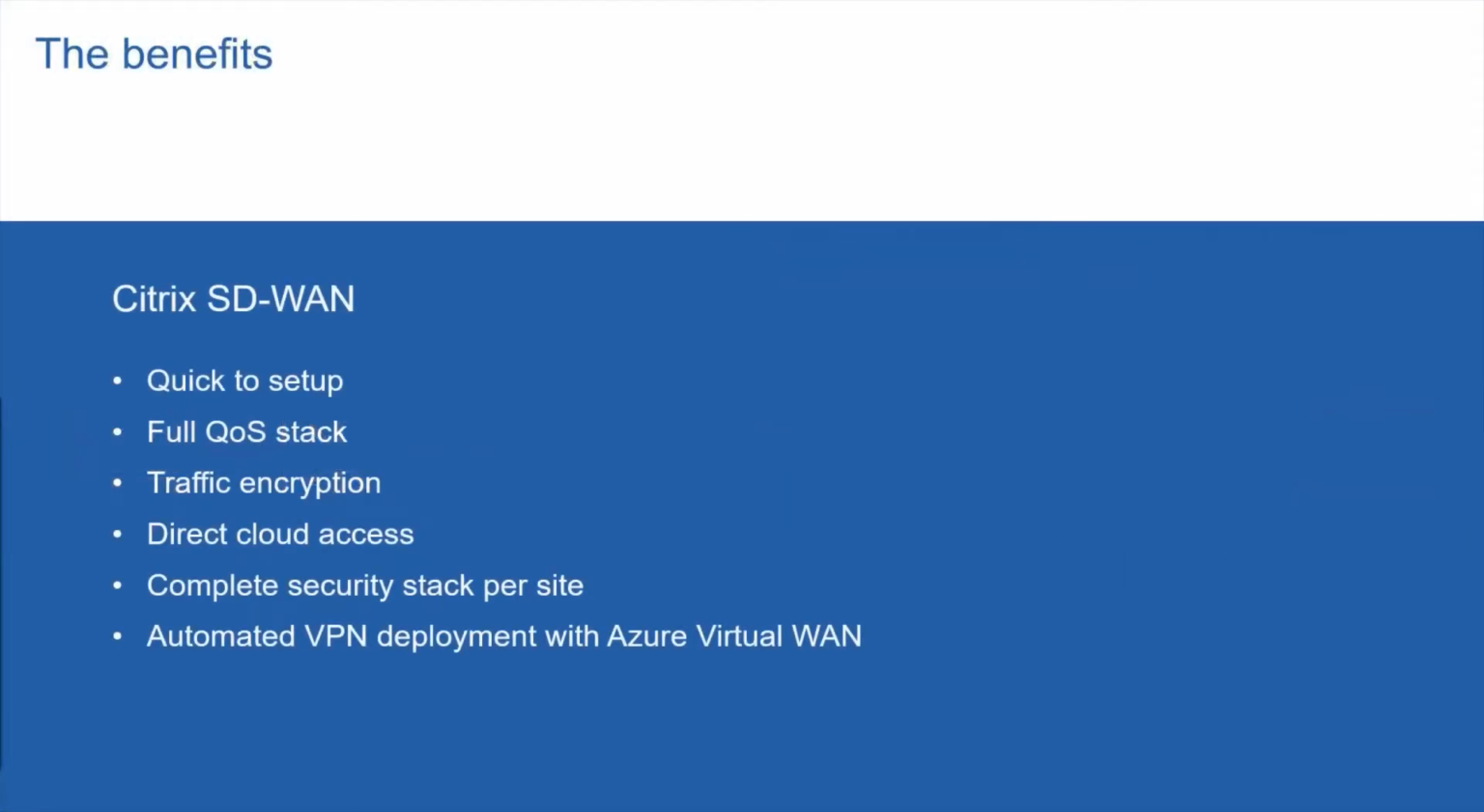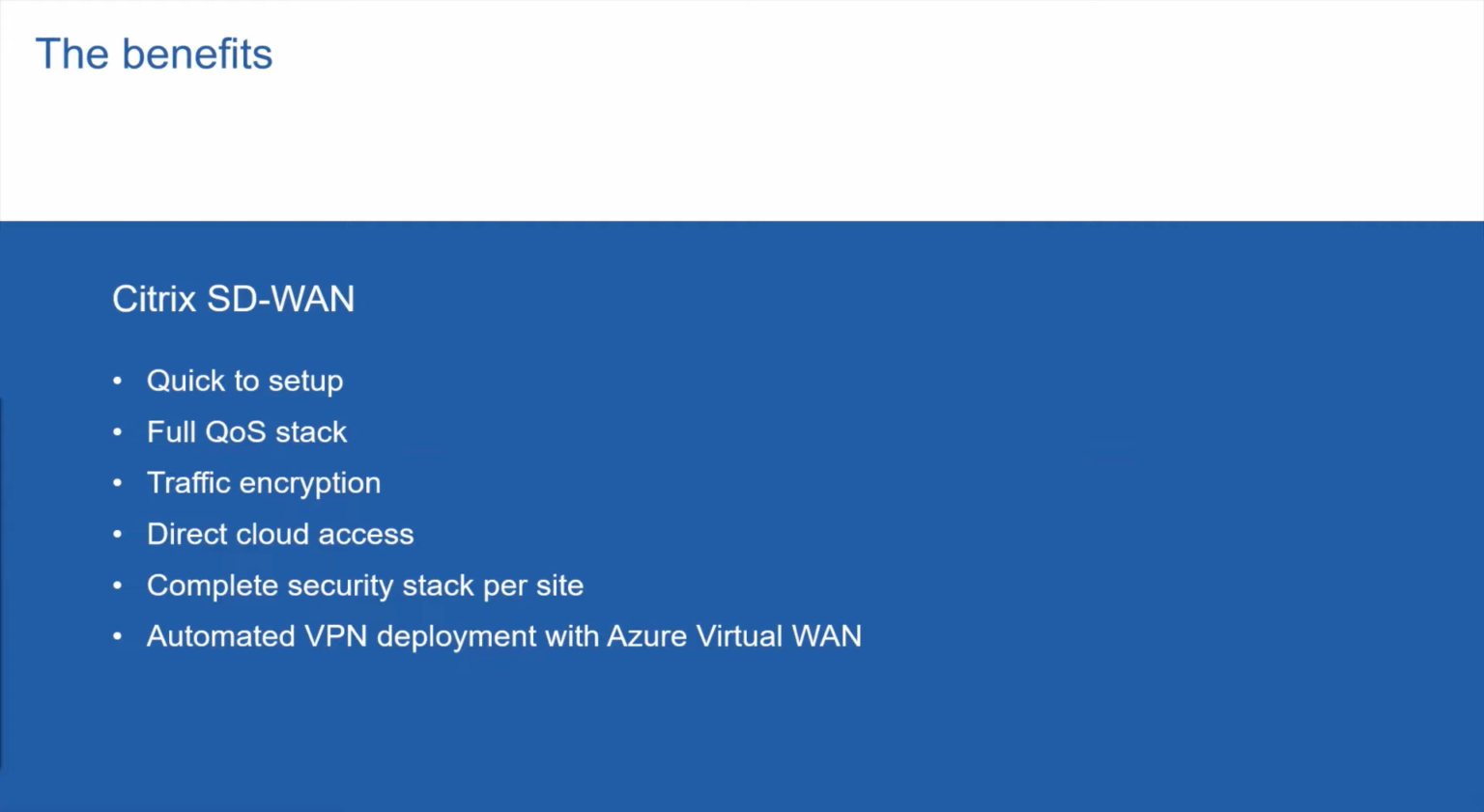Now, it's really easy to set up, also really quick. We'll show you that later on in a demonstration where we are deploying it in Azure and Google Cloud. We can apply our full quality of service stack, so we get really granular control over all the traffic. And by default, we are encrypting all the traffic. So even if you have maybe an application that's not using any secure protocol, Citrix SD-WAN encrypts all the traffic, so we don't need to worry about it anymore.